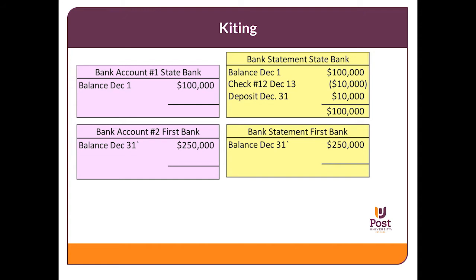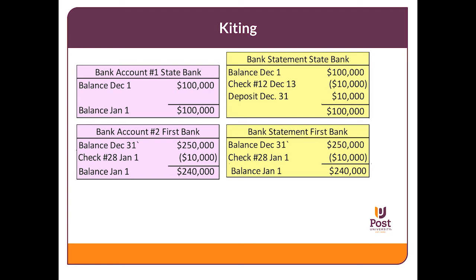The problem is that Jones must cover up the shortage when the auditor examines the bank account at year-end, December 31st. To cover up the shortage on December 31st, Jones writes check 28, transferring $10,000 from the national account to the state account. On December 31st, he takes the check to State Bank and deposits it. He records the check on January 1st in the books.